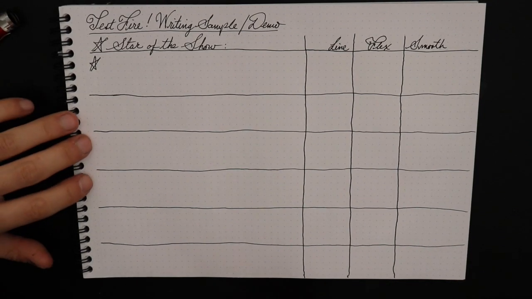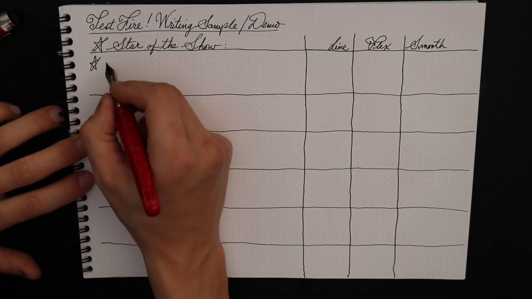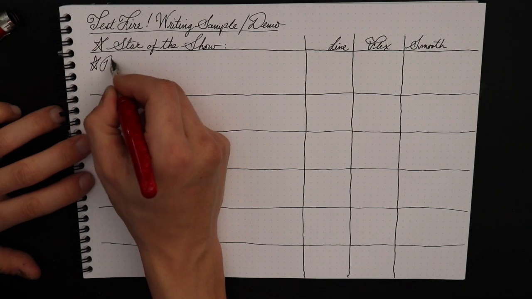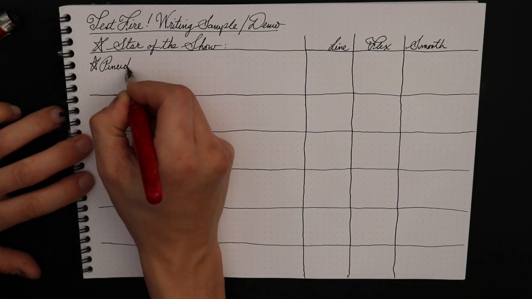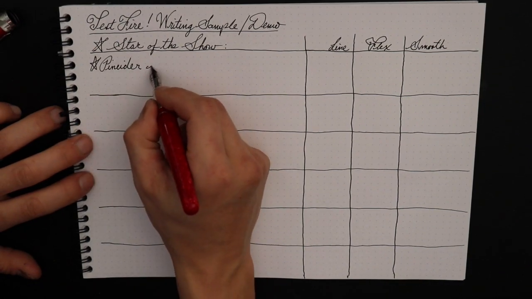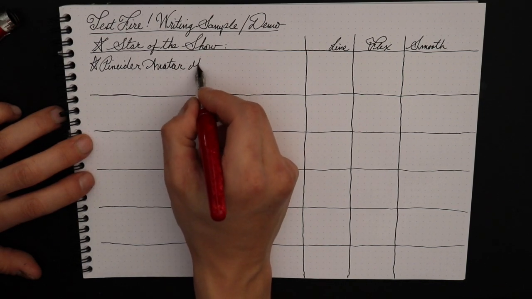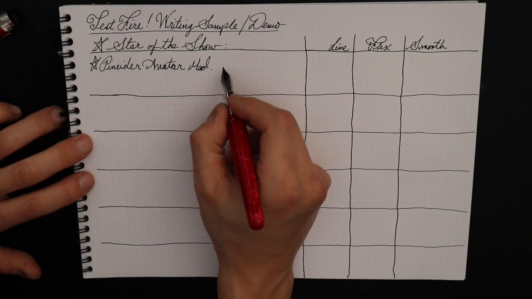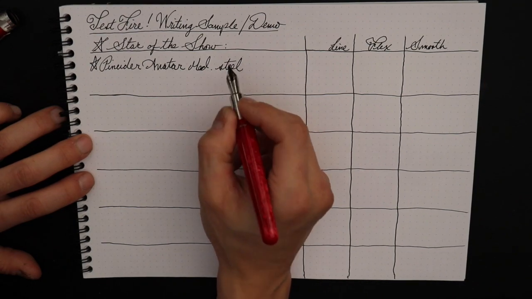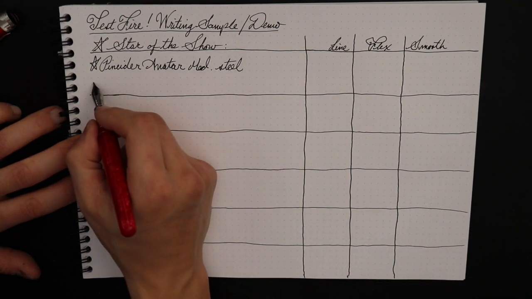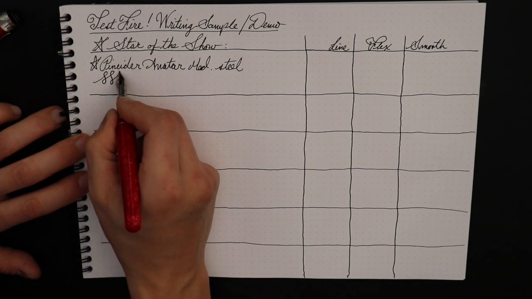All right, we're doing the test fire on the Pineider Avatar. Steel nib. Let me just write out the name here. I'm not very good at talking and writing at the same time. It's a medium steel nib, lipstick red. Gotta do our swirls.